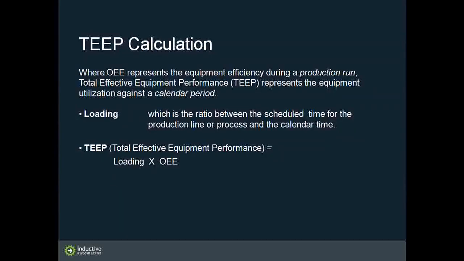And just one other term for purposes of introduction here, and that's TEEP. OEE represents the equipment efficiency during a production run. But if you look at total effective equipment performance, or TEEP, that represents the equipment utilization against a calendar period. So loading is the ratio between the scheduled time for the production line and process and the calendar time. So TEEP really is total effective equipment performance, which is your loading times your OEE. How much of your capacity are you really using?